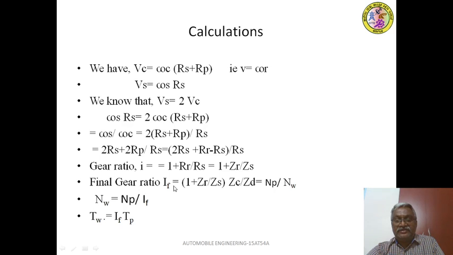Final gear ratio, we will get IF equals reduction in the epicyclic gear train into reduction in final drive. This Zc by Zd is the reduction in final drive. So finally we will get the speed of road wheel equal to speed of propeller shaft divided by IF. That is, speed is decreased, and torque at the road wheel is multiplied by IF into torque at the propeller shaft. Hence, we are getting the multiplied torque and reduced speed.